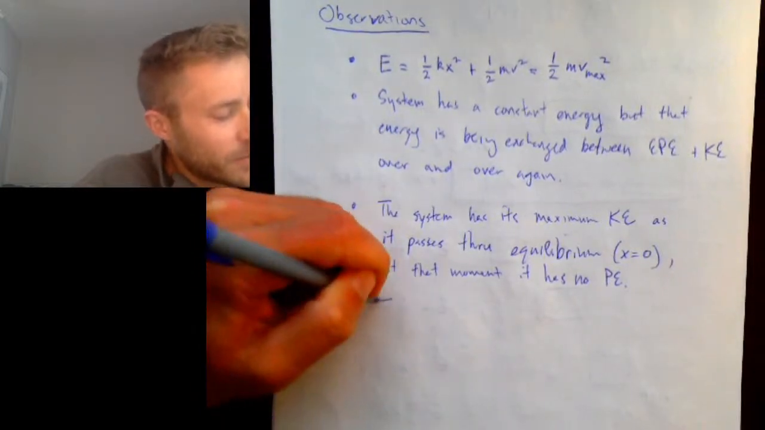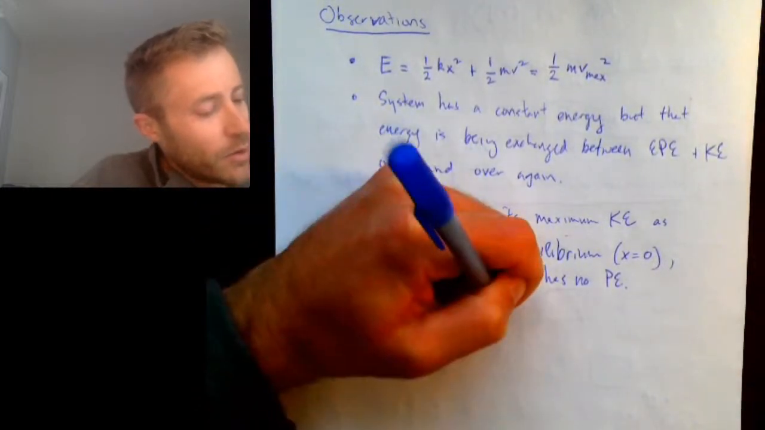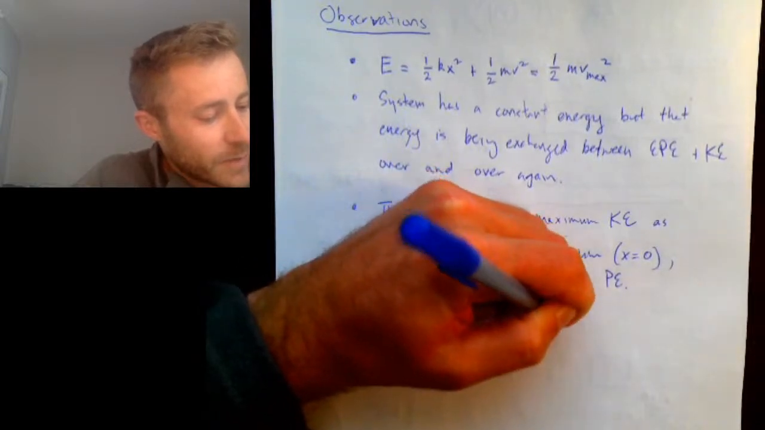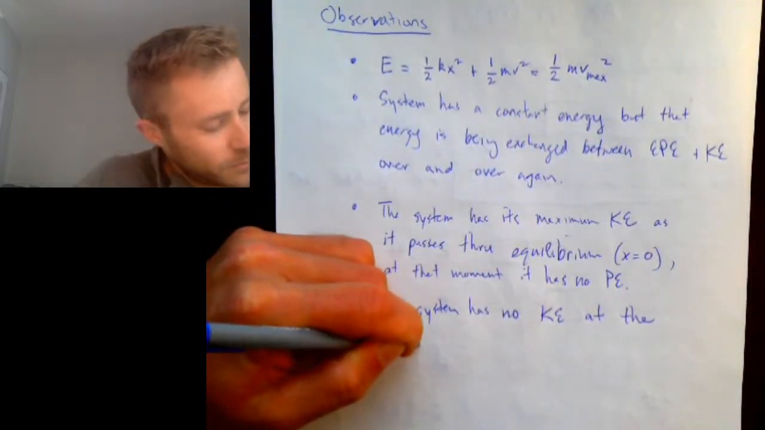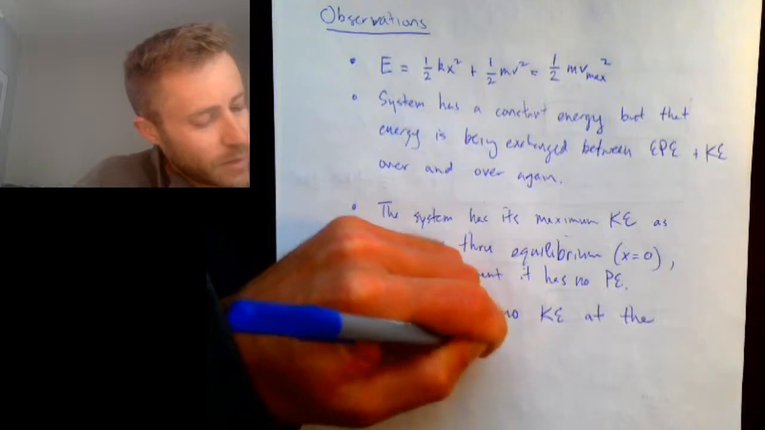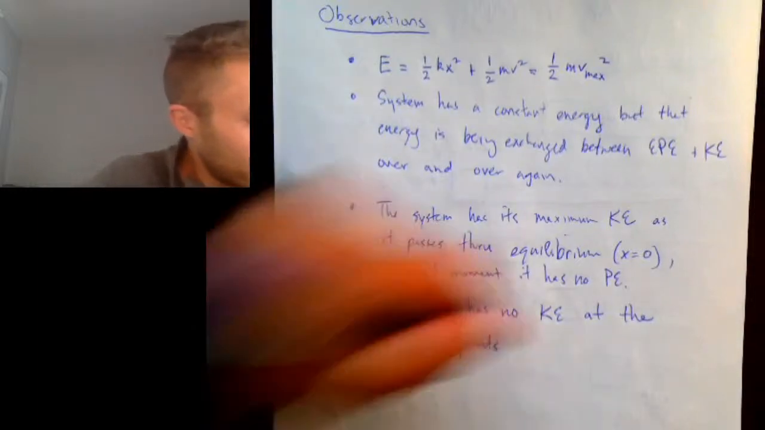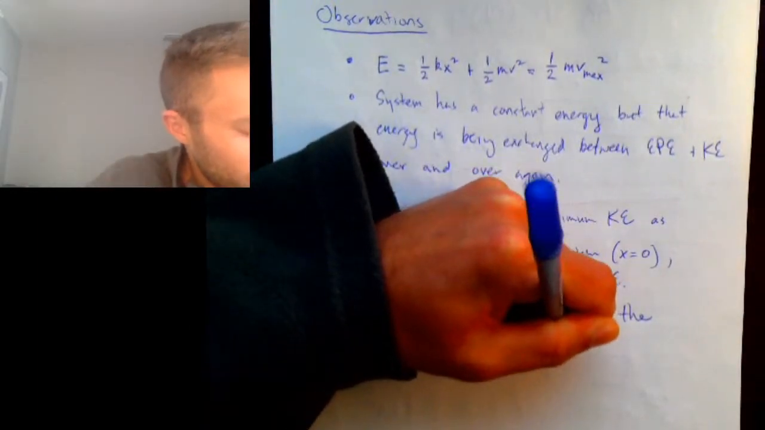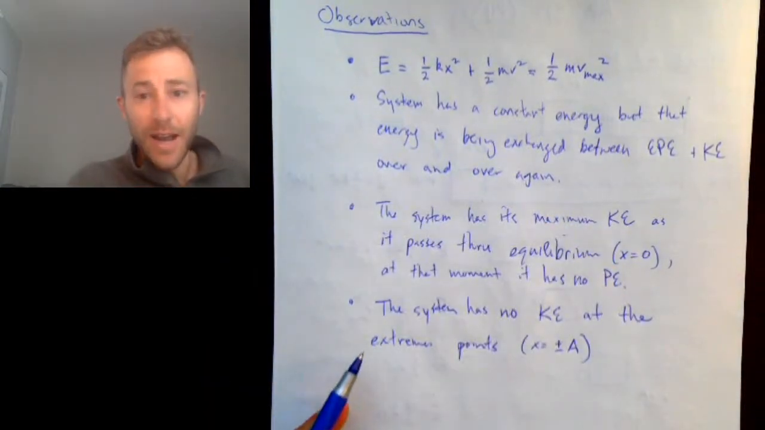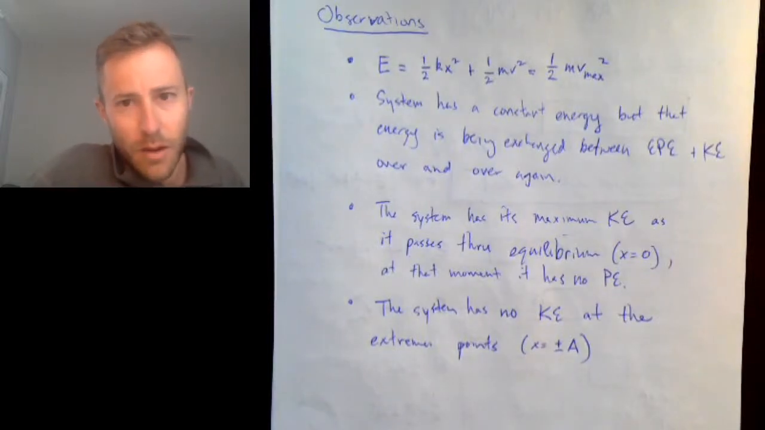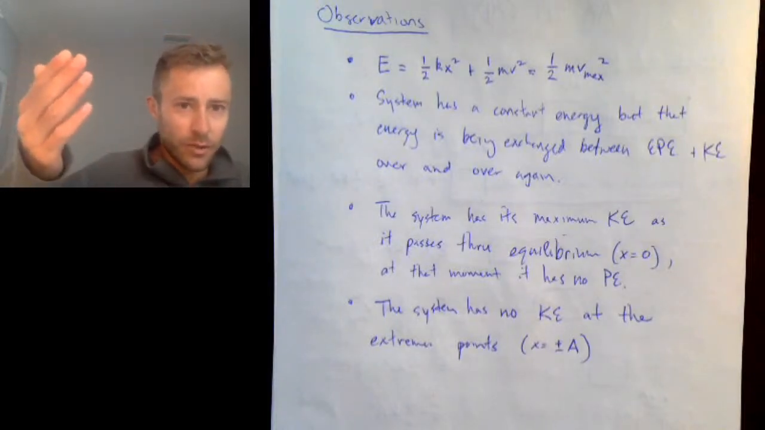The system has no kinetic energy at the extreme points. So when I say the extreme points, I mean as far right as it's going to go and as far left as it's going to go. So this will be x equals plus or minus A in this case. Now at the extreme points, because energy is conserved, if you have no kinetic energy, then you must have all potential energy.